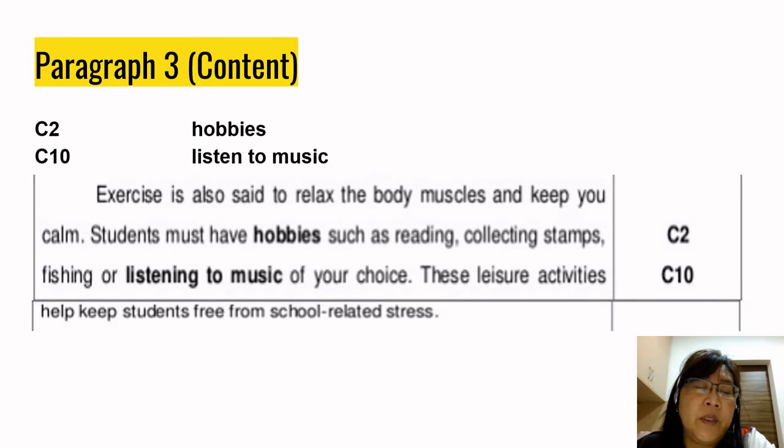For paragraph 3, we are using content 2 and content 10, hobbies and listen to music. So example, you can write, exercise is also said to relax the body muscles and keep you calm. Students must have hobbies such as reading, collecting stamps, fishing, or listening to music of your choice. These leisure activities help keep students free from school-related stress.